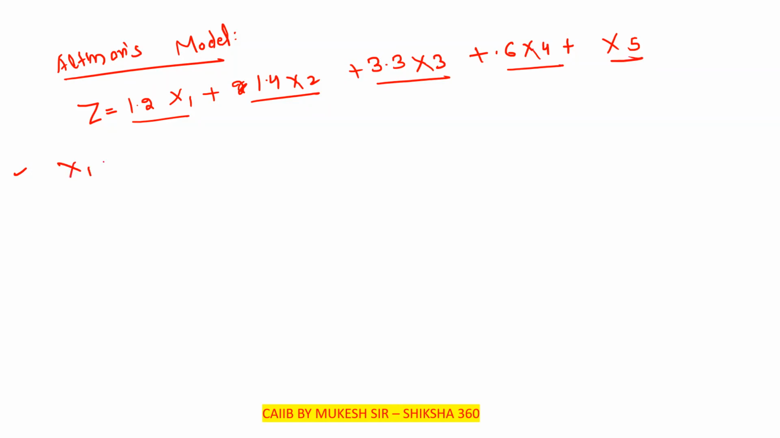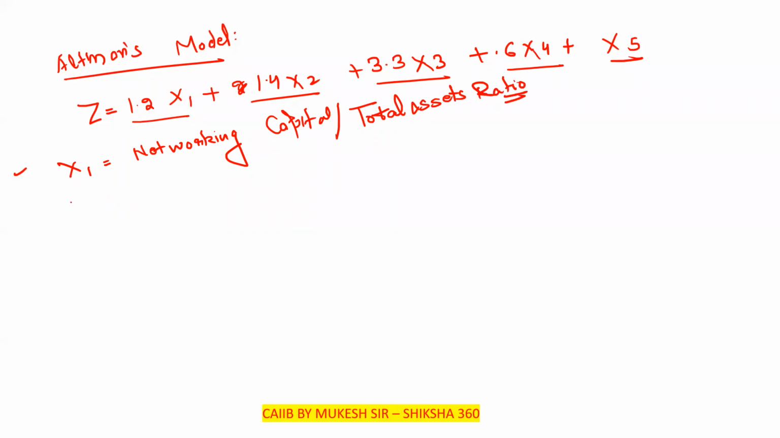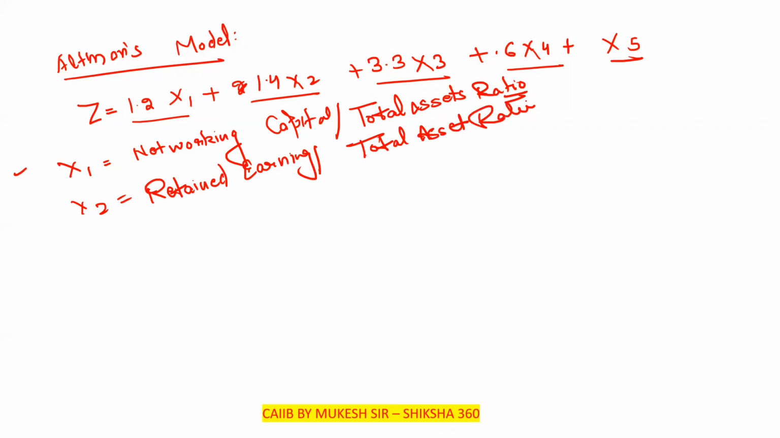Here, what is x1? Very, very important: x1 is the net working capital upon total assets ratio. Second, what is x2? That is the retained earnings upon total assets ratio.